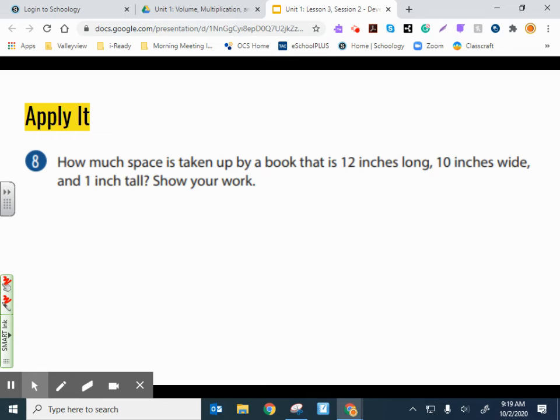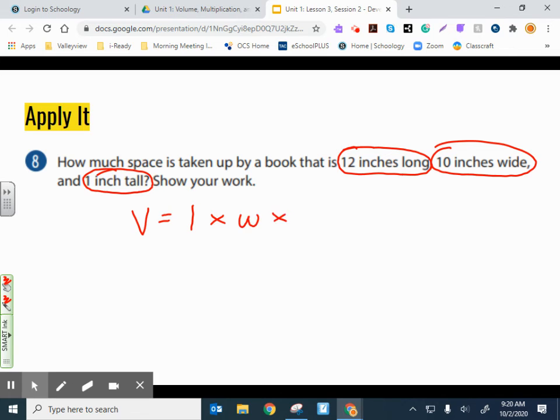How much space is taken up by a book that is 12 inches long? Look at me already circling things. 10 inches wide and 1 inch tall. Well, I love multiplying by ones. So let's go for it. Volume equals length times width times height.